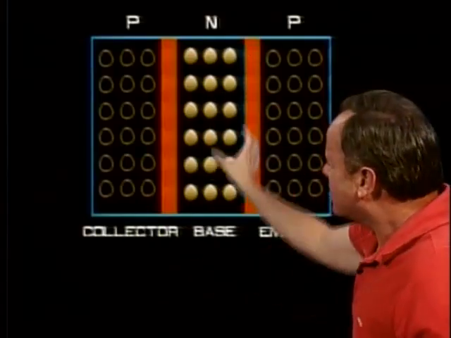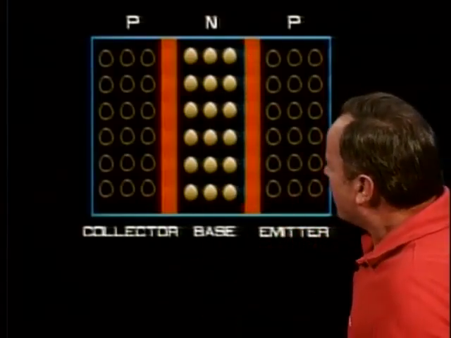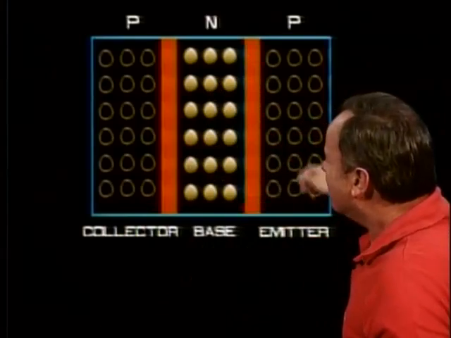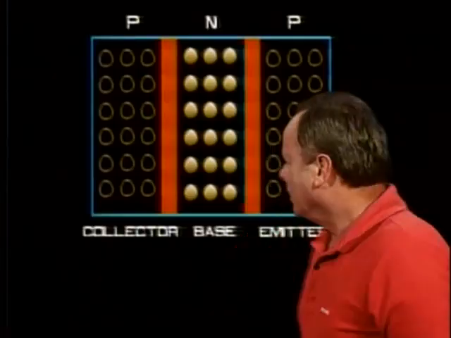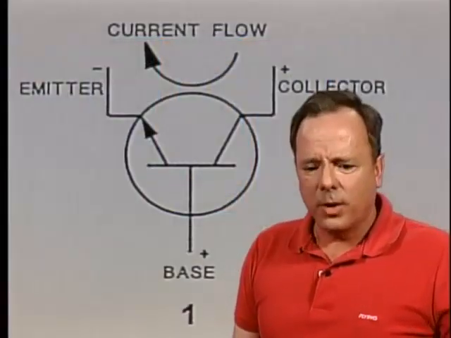So the middle of this sandwich is called the base. The part that sends off the electrons is called the emitter. And the part that you might think of as catching the electrons is called the collector. Now let's take a look at some questions they're going to ask you about that. And to do that, let's take a look at figure 22.